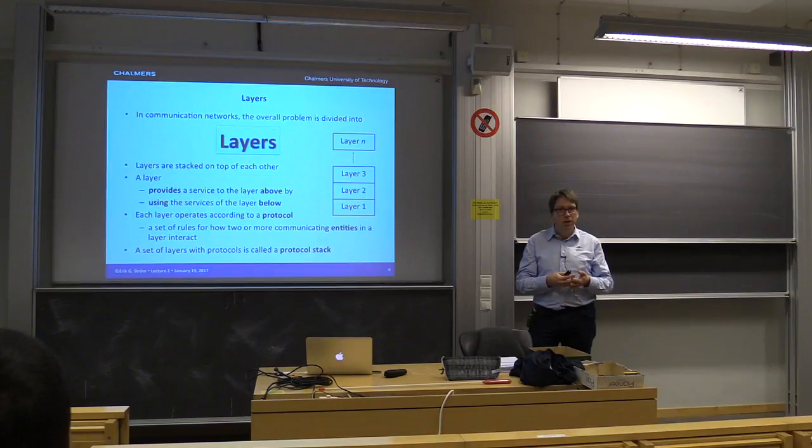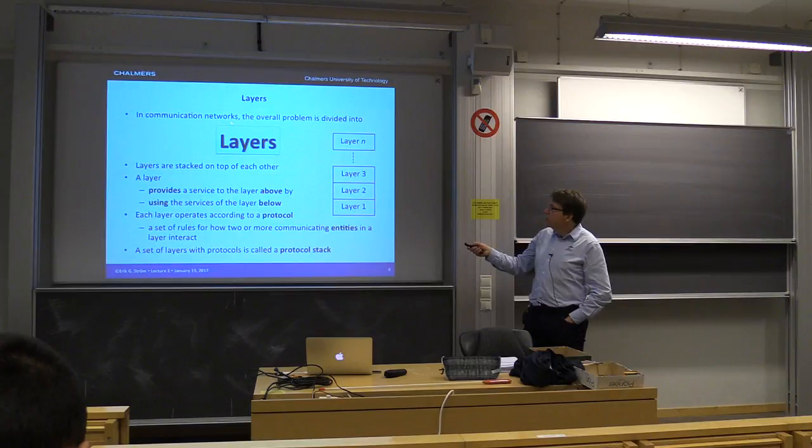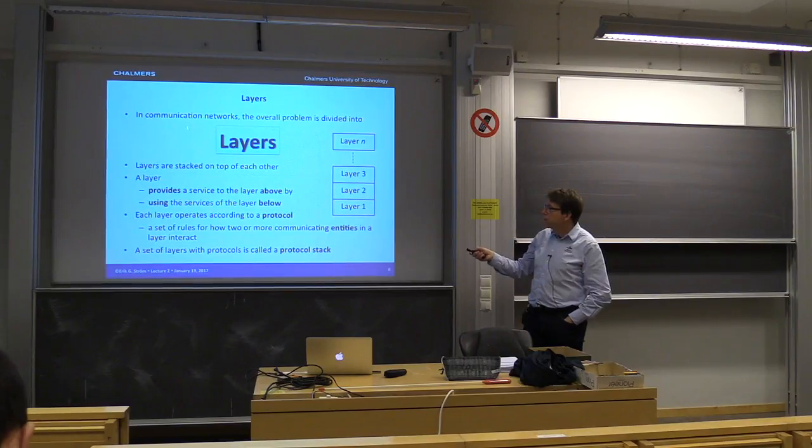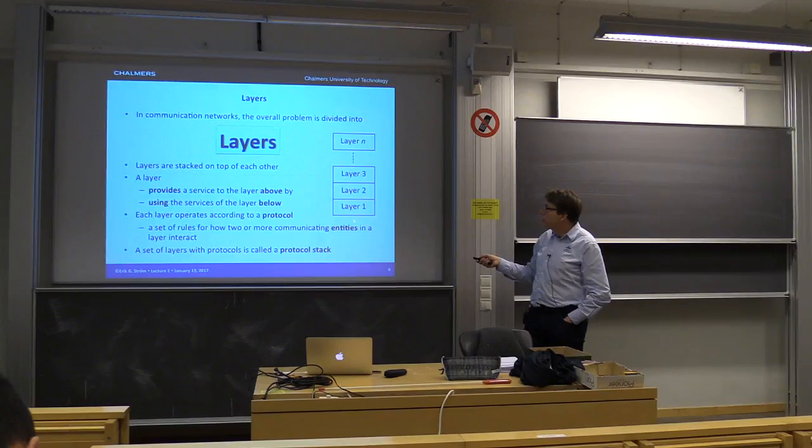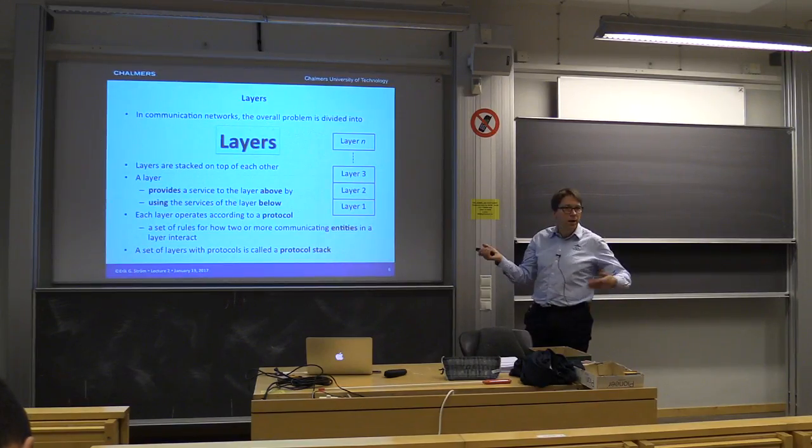So I want you to take this to heart. If you can understand this, much is gained. Okay, and then of course we will go into more and more details to explain what is meant by this slide, right? But the overall picture is here. Okay, so in communication networks, the overall problem is divided into sub-problems called layers. Okay, and layers are stacked on top of each other. So we have layer 1 at the bottom, layer 2, and so forth, up to layer n.